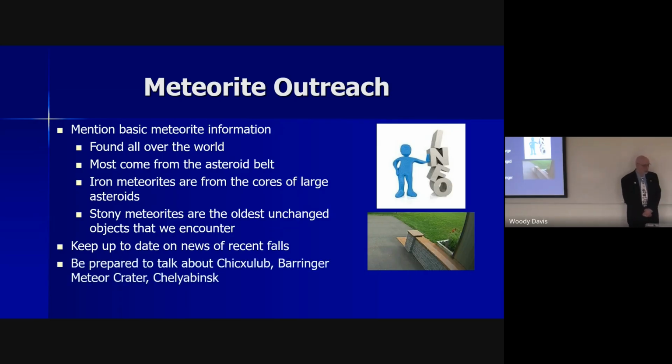And be prepared to talk about some of the more popular or famous ones like Chicxulub, which is the one 65 million years ago that is associated with the mass extinction event, and that one is from the Yucatan Peninsula. Barringer Meteor Crater and Chelyabinsk, which again, most people of a certain age have heard about and maybe even seen some of those videos.